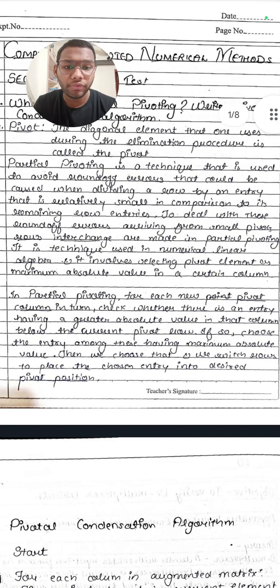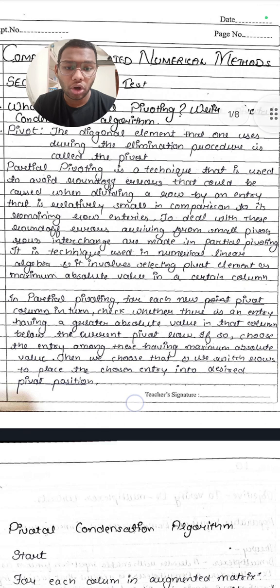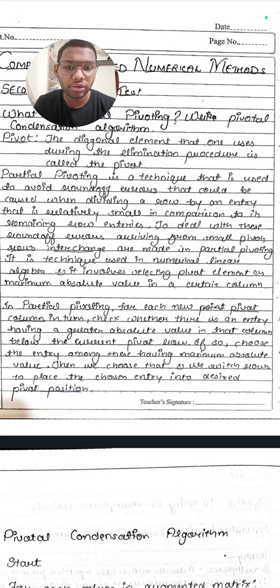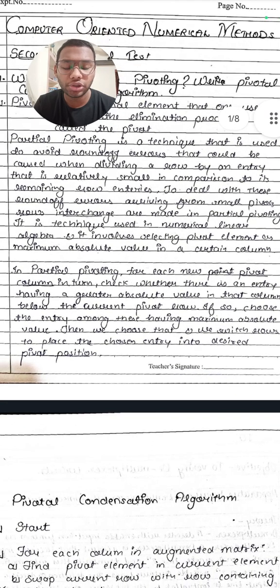Partial pivoting: for each new pivot column in turn, check whether there is an entry having a greater absolute value than the current pivot row. If so, choose the entry among these having maximum absolute value. Then we swap the row to place the chosen entry into the desired pivot position.